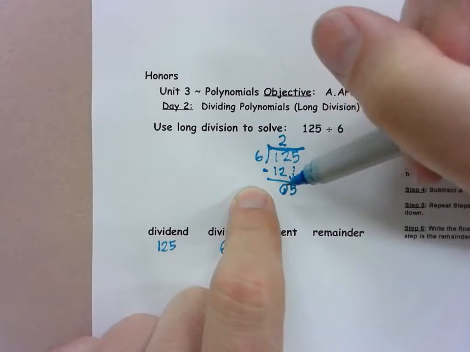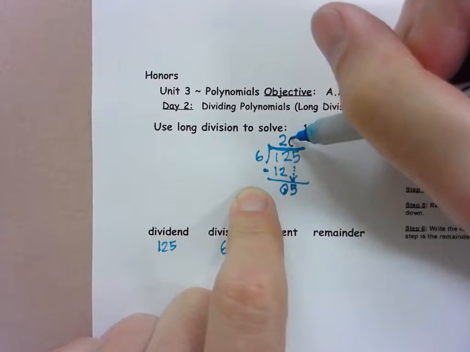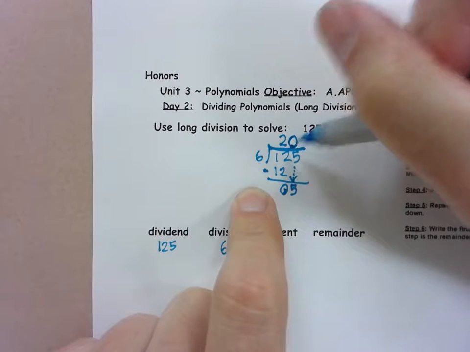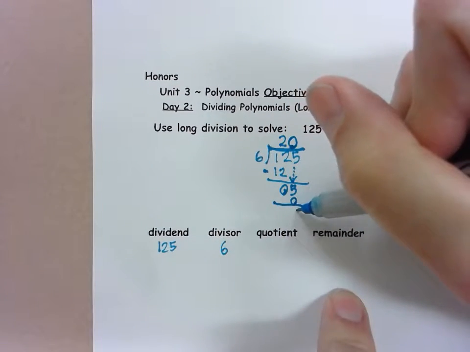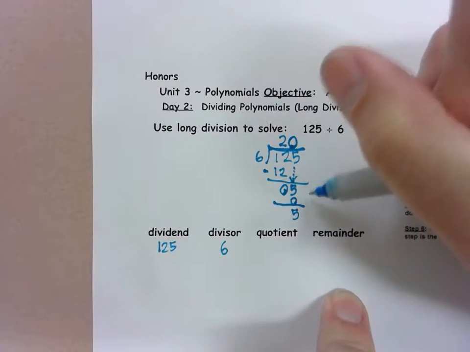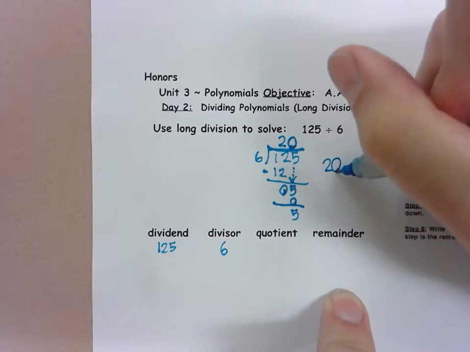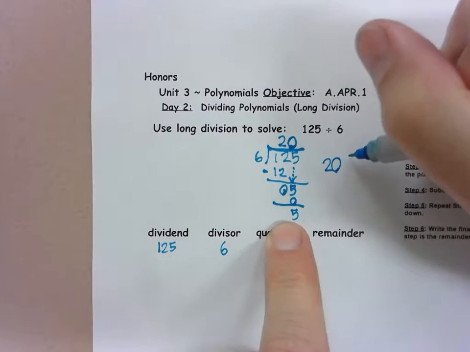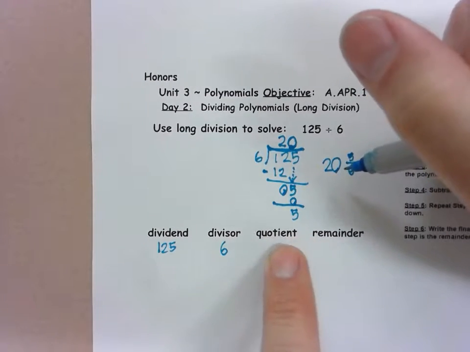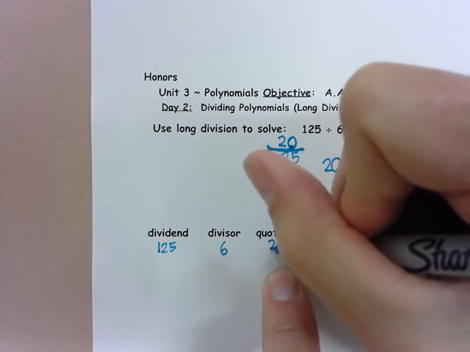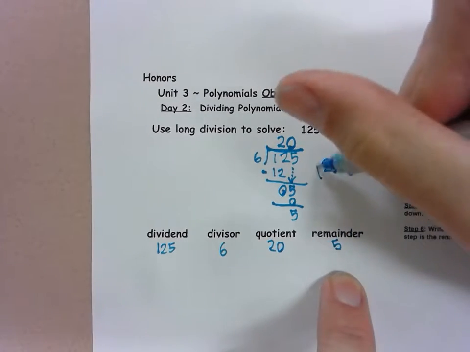And then we look to see what 6 goes into, in this case, 05. 6 goes into 5 0 times. So 6 times 0 is 0. And our remainder is 5 because there's nothing left to bring down. So the way we're going to write our answer is 20 and 5/6. So we put the divisor on the bottom of that mixed fraction, 20 and 5/6. So the quotient is going to be 20, and your remainder is going to be 5. And this is, of course, your answer.